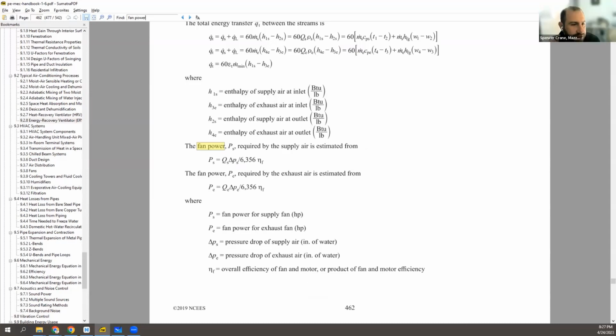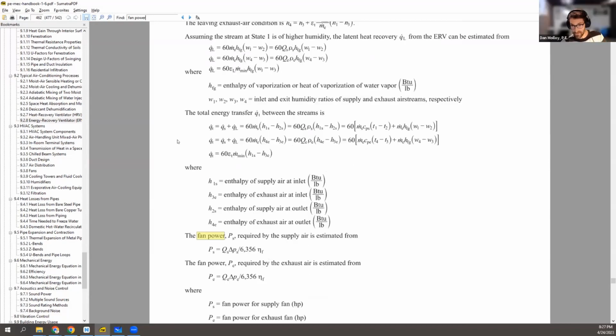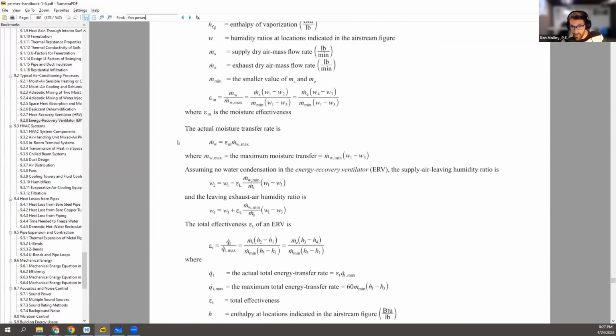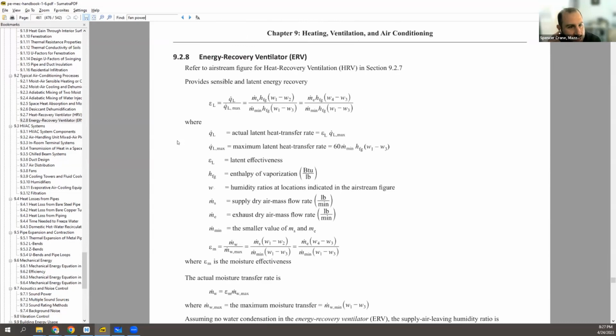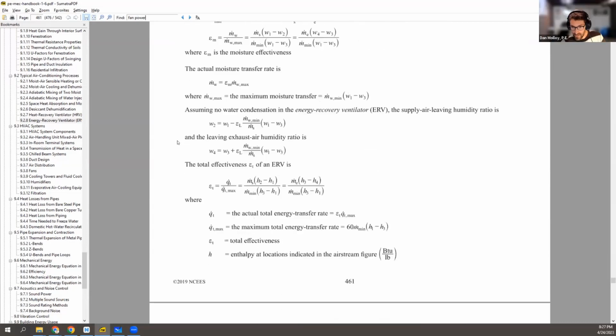Oh, okay. Yeah, you're not alone on this one either. In what section is this in? I don't even know, I just use fan power. I remember it's in the HVAC section. Okay, it's under ERV 9.2.8.